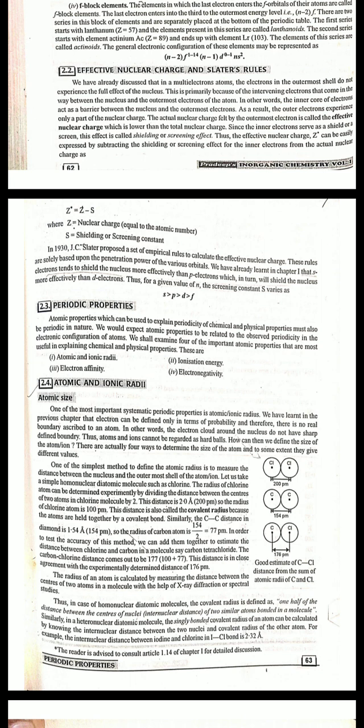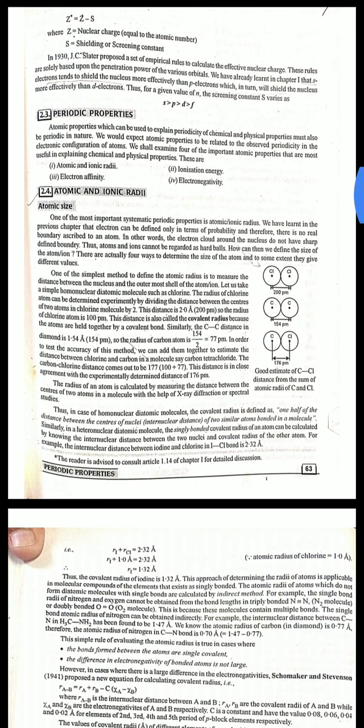Thus, the effective nuclear charge Z* can be easily calculated by subtracting the shielding or screening effect of the inner electrons from the actual nuclear charge as Z* = Z - S, where Z is the nuclear charge equal to the atomic number and S is the shielding or screening constant. In 1930, J.C. Slater proposed a set of empirical rules to calculate the effective nuclear charge. These rules are largely based upon the penetration power of the various orbitals. We have already learned in chapter one that s orbital electrons shield the nucleus more effectively than p electrons, which in turn shield the nucleus more effectively than d electrons. Thus, for a given value of n, the screening constant S varies as s > p > d > f.